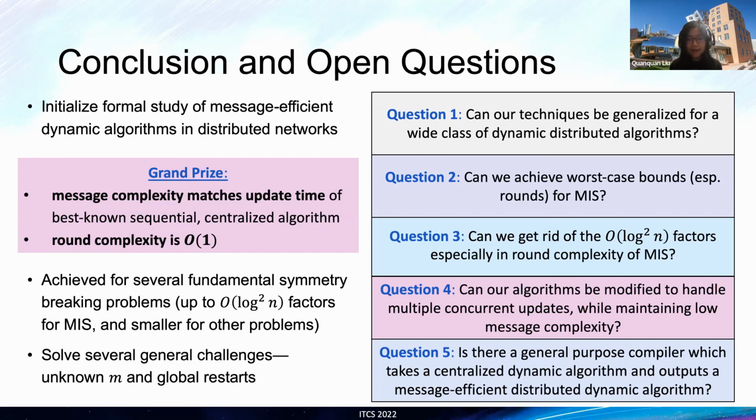And finally, is there a general purpose compiler which takes a centralized dynamic algorithm and outputs a message efficient distributed dynamic algorithm? So this is a very general question, but we think it would be very interesting if we can provide such a framework for turning centralized dynamic algorithms into dynamic distributed algorithms where the message complexity equals the update time and we maintain O of 1 rounds. This is possibly the way to achieve the grand prize.